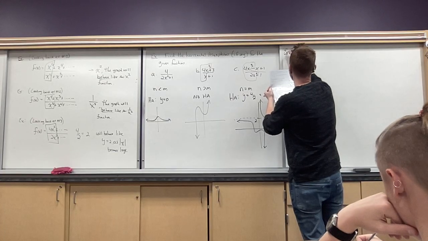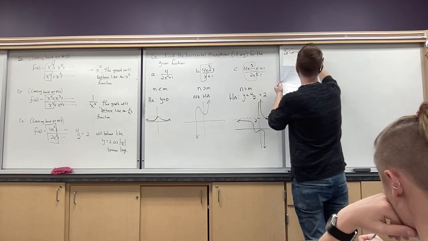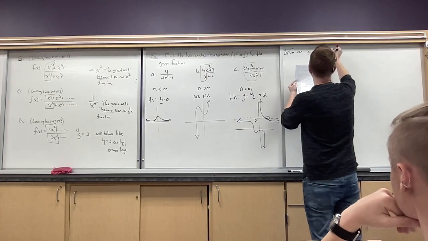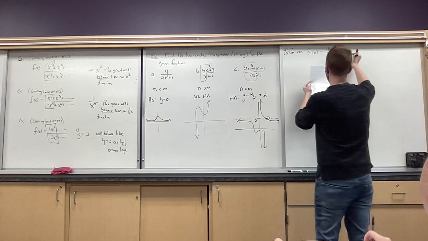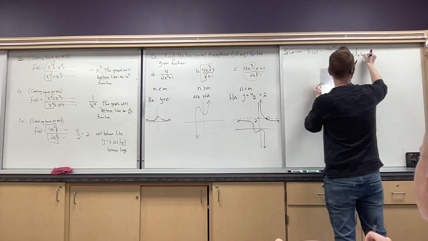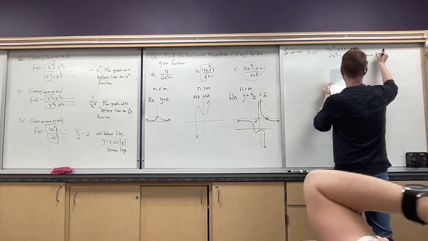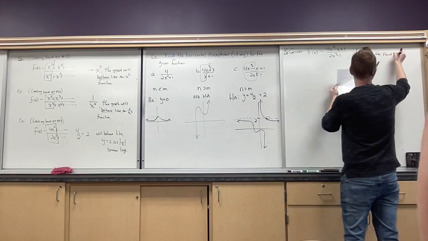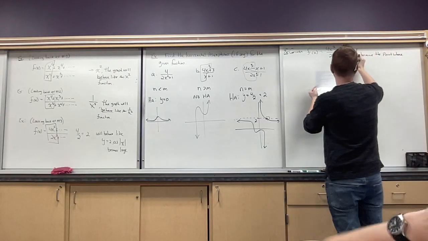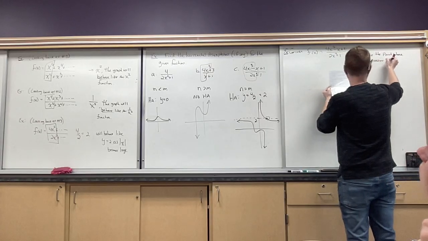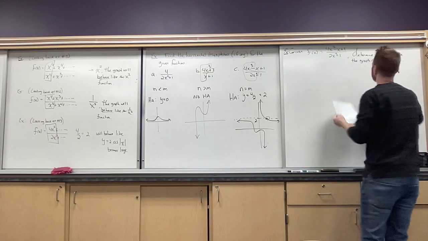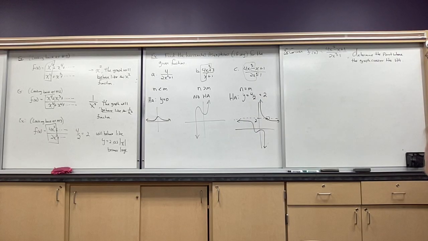So here's our next example. Given f of x equals (4x cubed minus x plus 1) over (2x cubed minus 1), determine the point where the graph crosses the horizontal asymptote. So looking at the graph, I already showed you that it does cross it. Let's see if we can find that point.